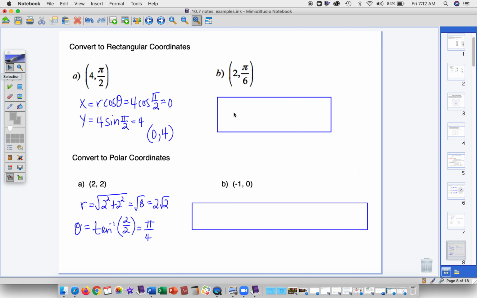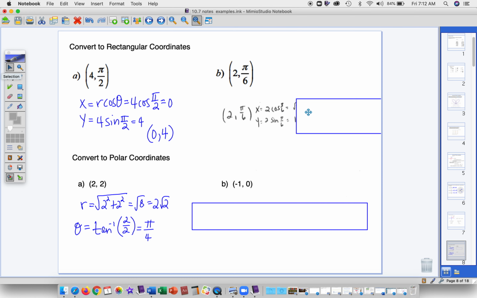Okay, so for 2, pi over 6, now we're going to rectangular. So x is equal to 2 cosine pi over 6 and y is 2 sine pi over 6. So hopefully you ended up with the coordinate root 3, 1.